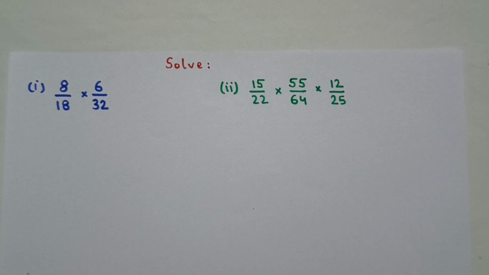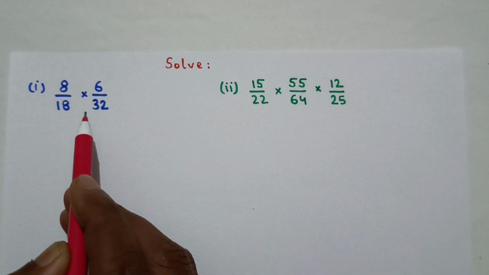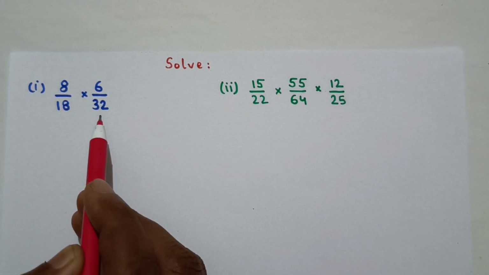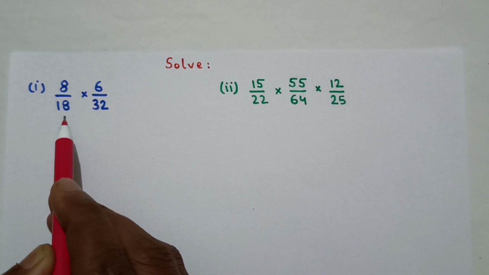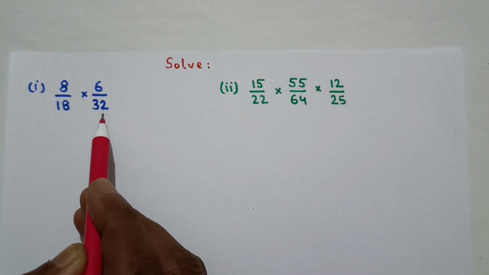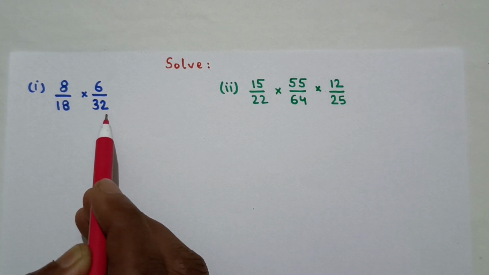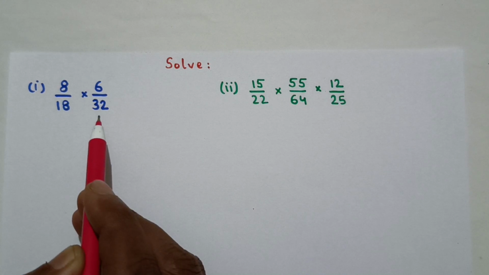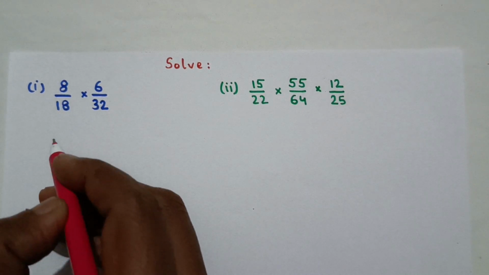Welcome. In this video, I am going to solve this set of questions. So first, let us start with question number 1. Question number 1 is 8 by 18 multiplied to 6 by 32. In question number 1, the fraction 8 by 18 is getting multiplied to the fraction 6 by 32. So this question is all about multiplication of fractions.